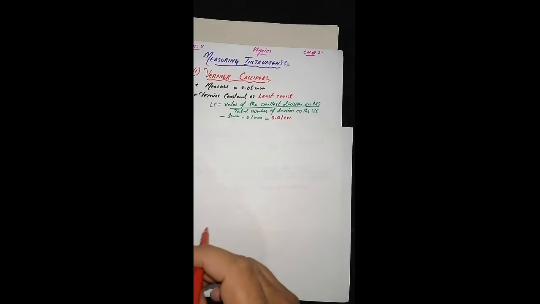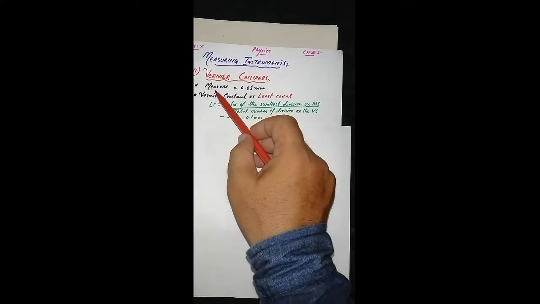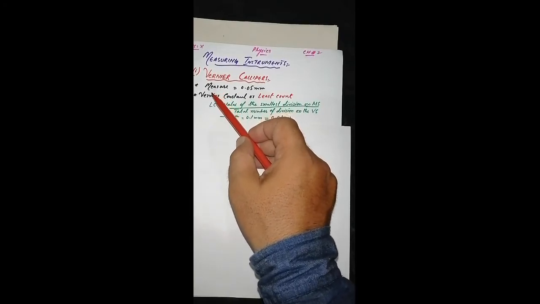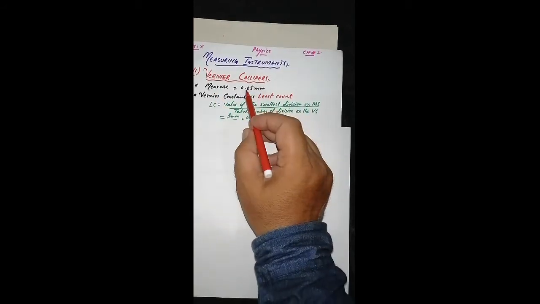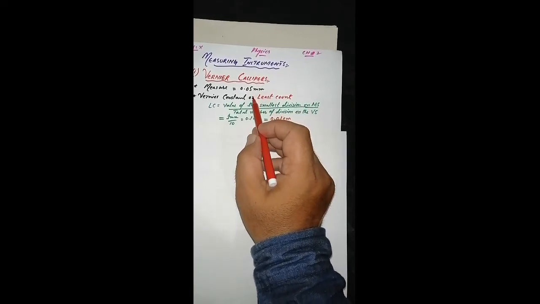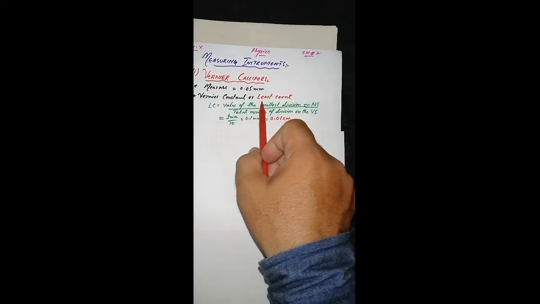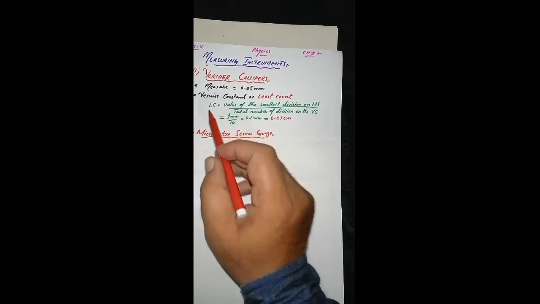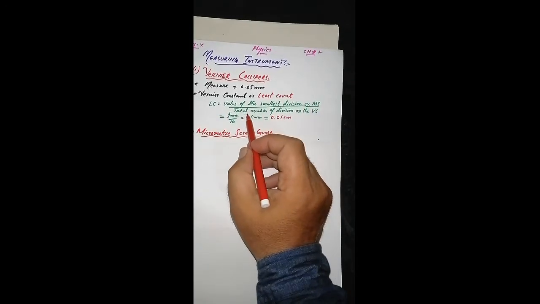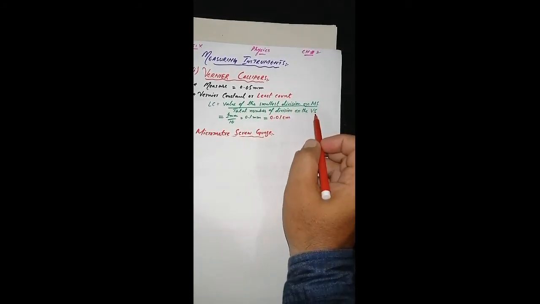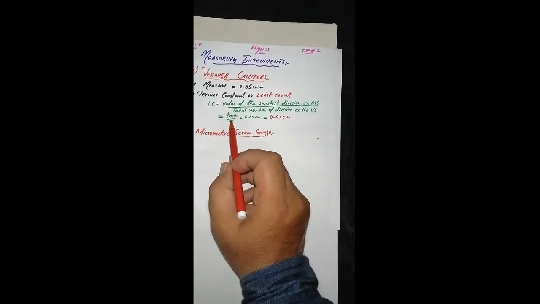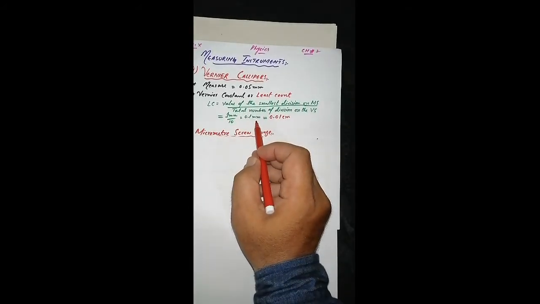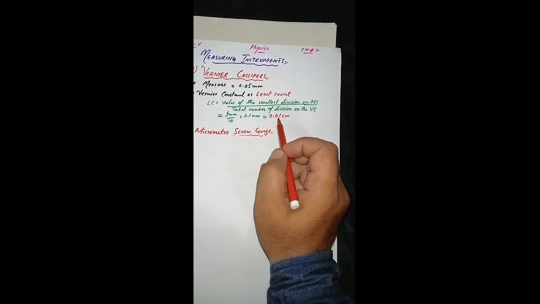Now, the vernier caliper is one of such instruments that can be used to measure a distance up to 0.05 millimeter. Now, vernier constant or least count. Vernier constant or least count is the minimum distance that can be measured with the help of vernier calipers. This is the formula to find the value of least count: value of the smallest division on the main scale divided by the total number of divisions on the vernier scale. So 1 mm divided by 10 is equal to 0.1 millimeter, and if we convert to centimeter, that is equal to 0.01 centimeter.